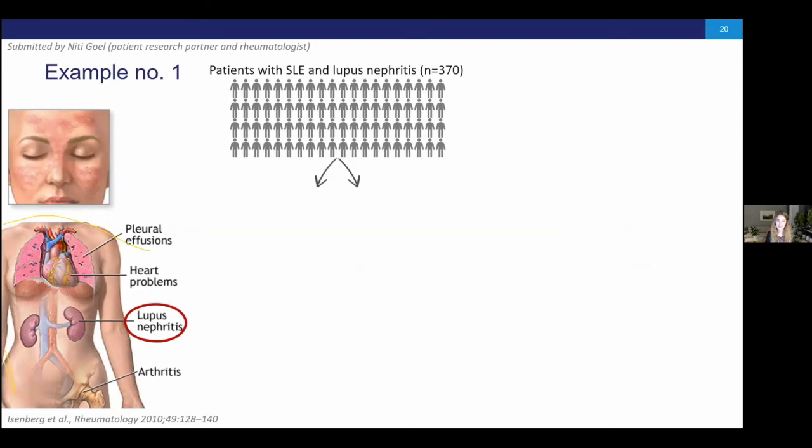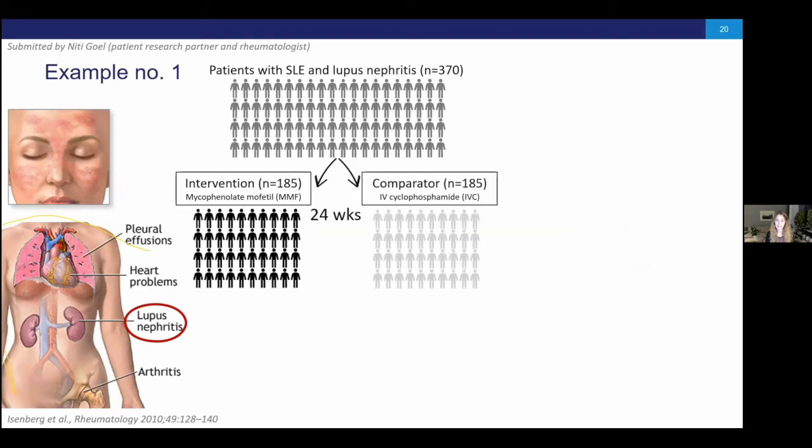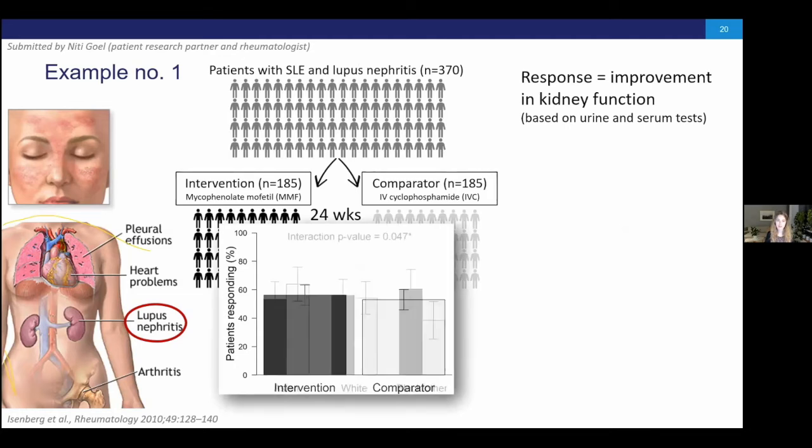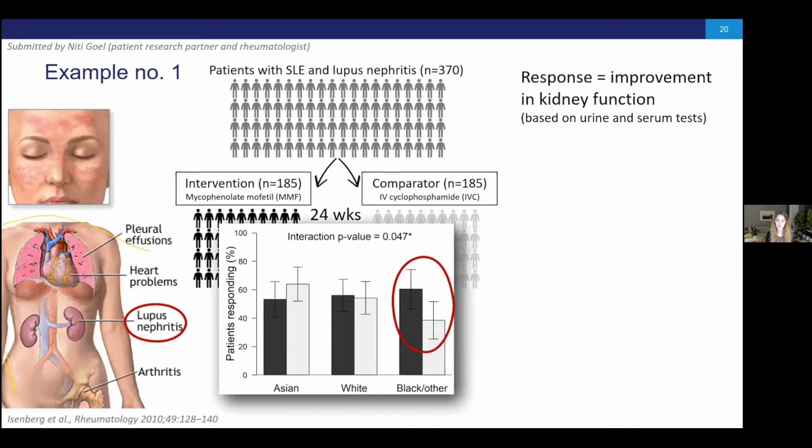In the study, they randomized patients to 2 different drugs, MMF and IVC. After 24 weeks, there was no difference between the 2 groups for their primary outcome, which was improvement of kidney function. However, when they divided patients in both groups according to race, they found that MMF was more effective compared to IVC for Black and others. Here, race is an effect-modifying contextual factor.